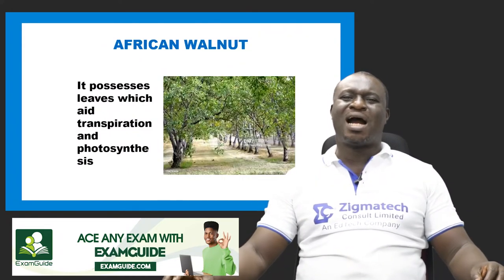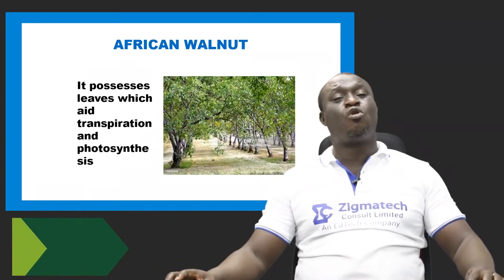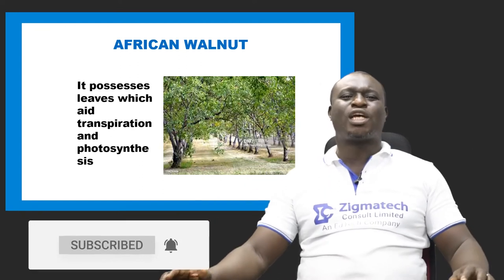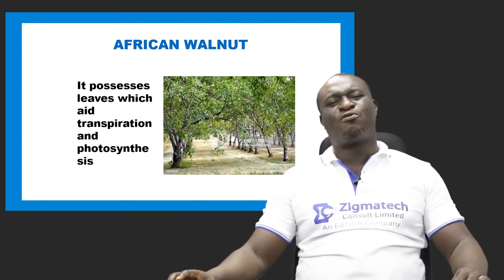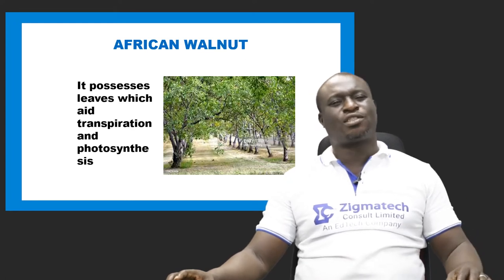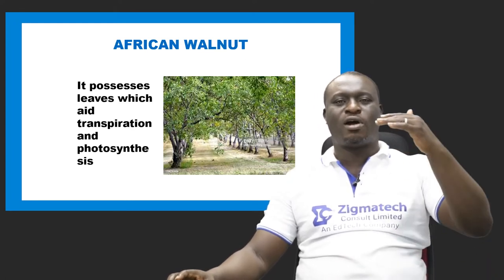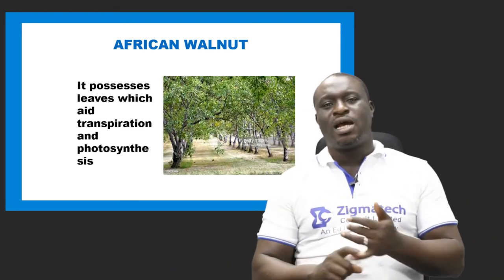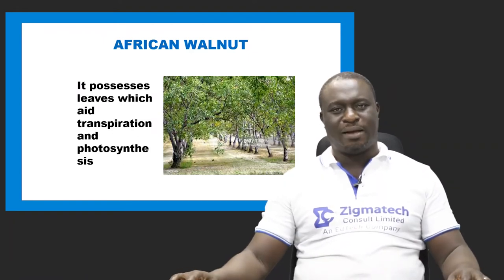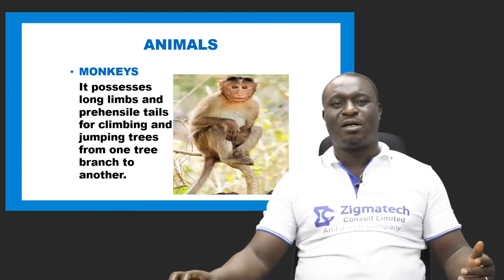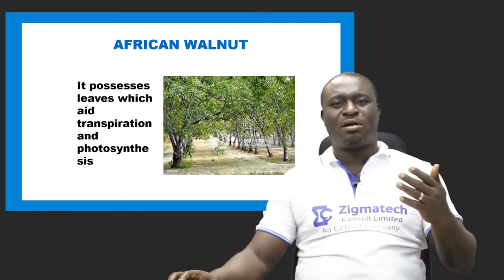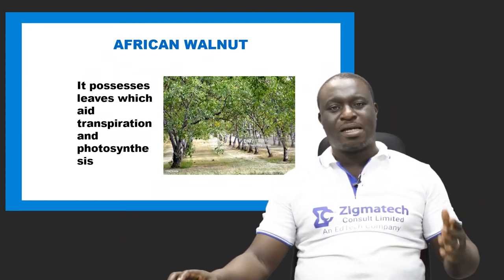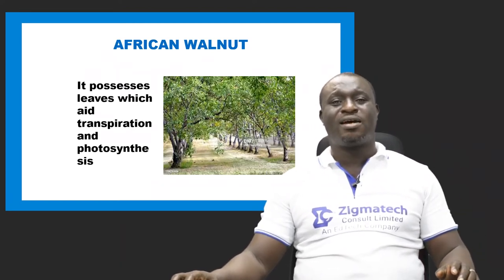We also have the African walnut tree. It possesses leaves which aid transpiration and photosynthesis. Transpiration has to do with the loss of water to the environment. Loss of water can occur through the leaves and it can also occur through the stem. We also have the obeche tree, which can be found in the forest.